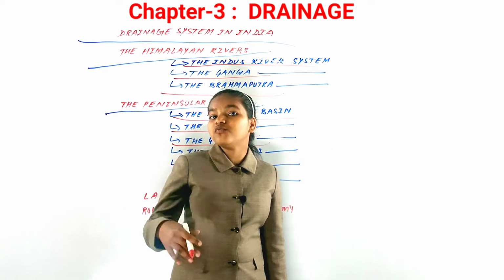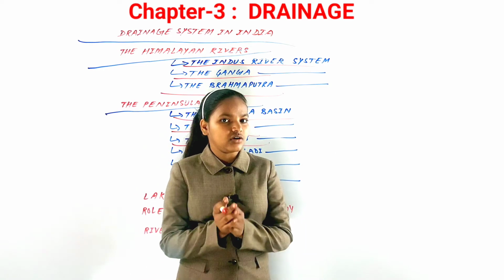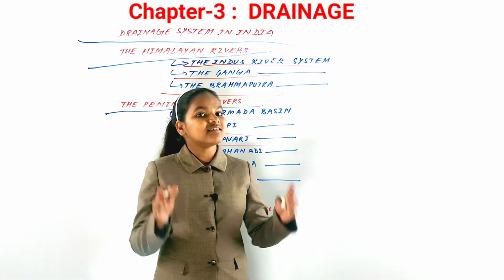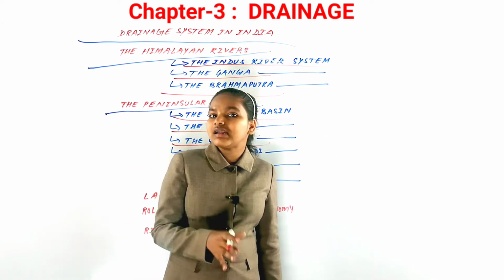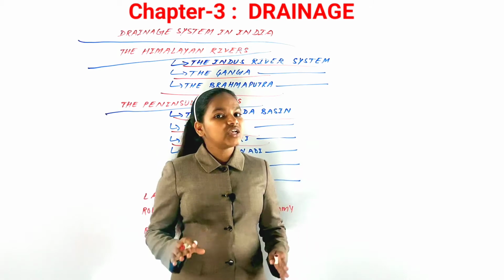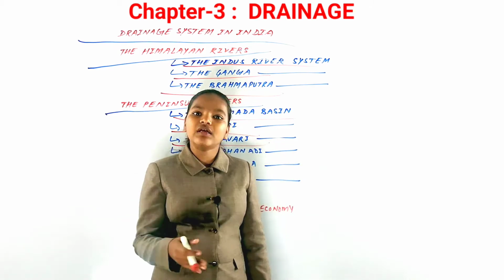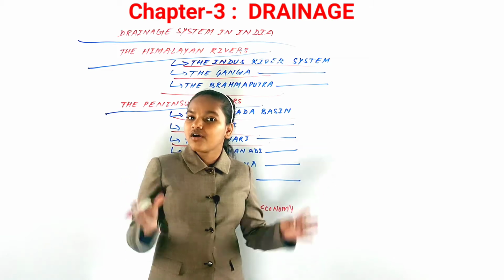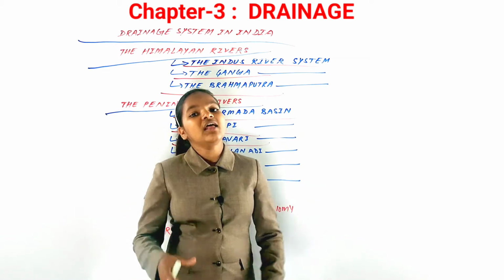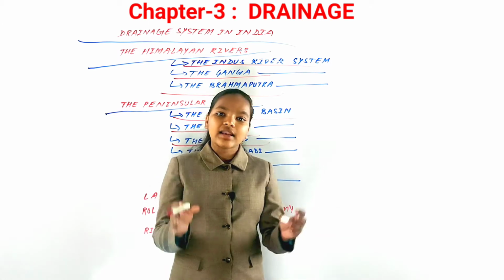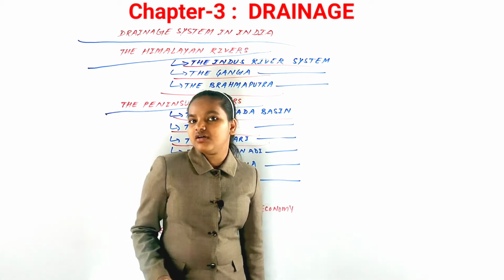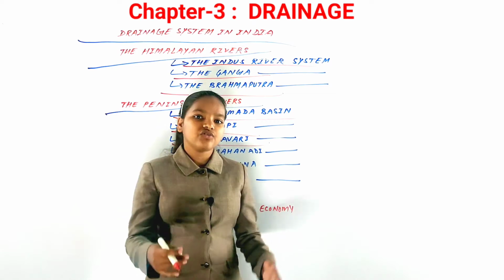Its length is about 1465 kilometers, and that's why it has its own importance in South India, because it is also called the Dakshin Ganga. Dakshin means the direction south, and Ganga is the lifeline of our country, and that's why it is known as the lifeline of South India. It originates in the state of Maharashtra, at the district Nashik.